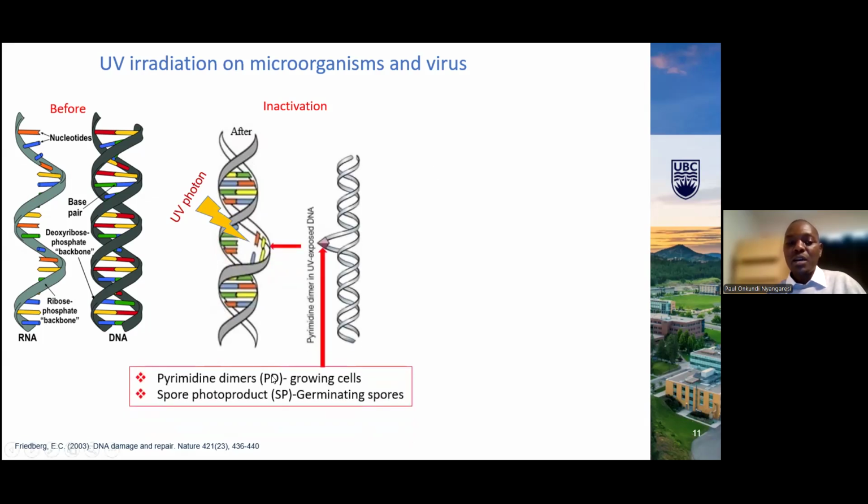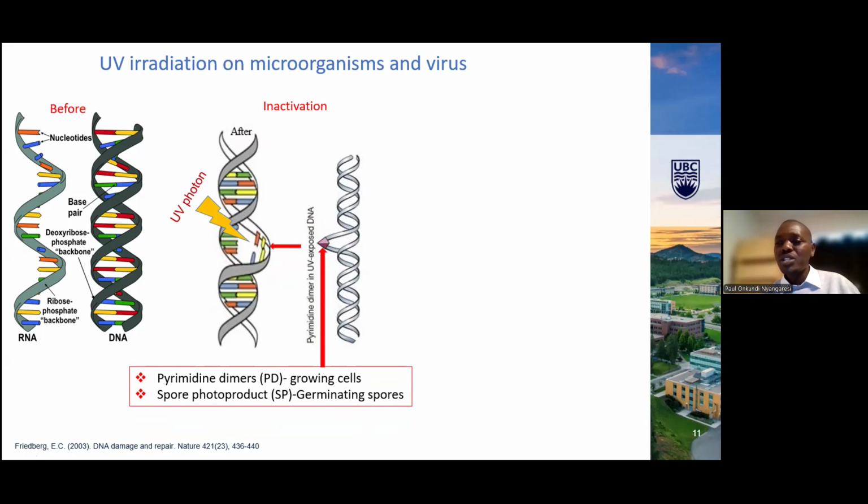In some microorganisms there are what we call pyrimidine dimers, PD, in the growing cells, and then the spore photoproduct, SP, is formed, and it affects that strand of the DNA or RNA. Therefore, when you are affecting the DNA or RNA of a microorganism, you are affecting its performance, and it's not able to reproduce.